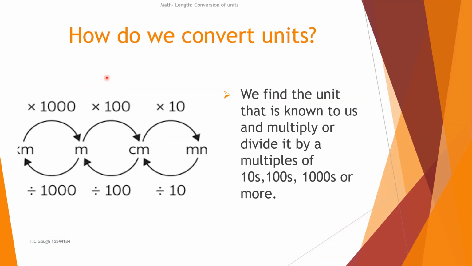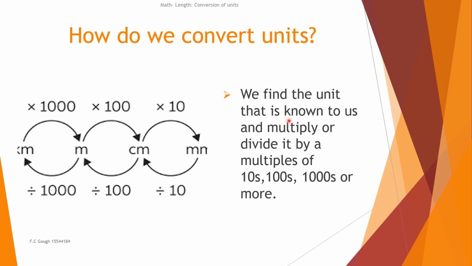Now, how do we convert units? We find the unit that is known. So, if you get a problem and it tells you convert 23 centimeters to millimeters, the unit that is known is the centimeter, and you would use this method, centimeter to millimeter, to find the answer. So we will take the 23 centimeters and times it by 10, and we would get the answer in millimeters. That would be 230 millimeters.